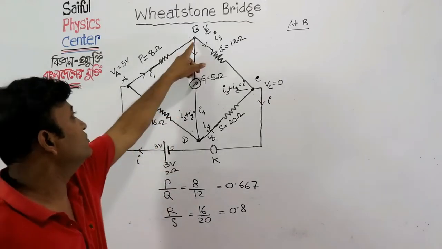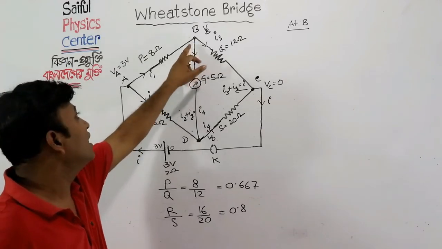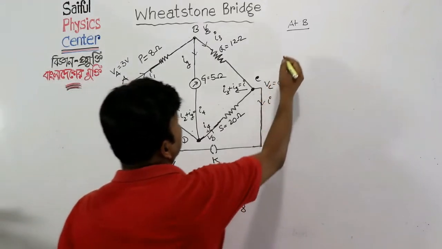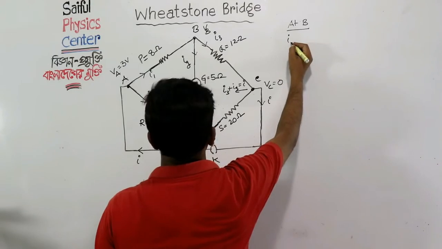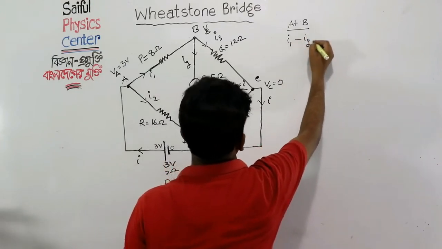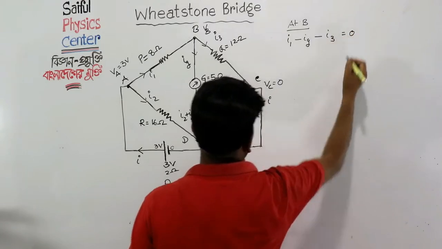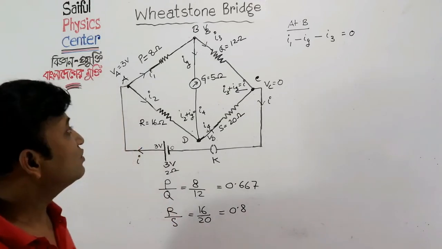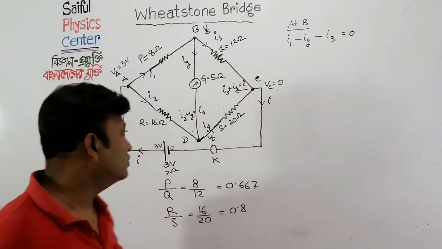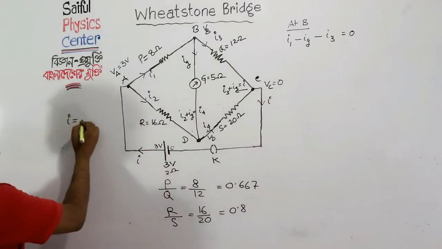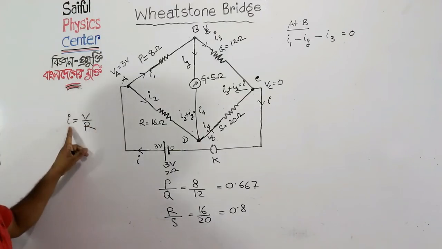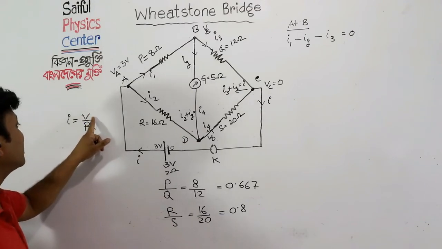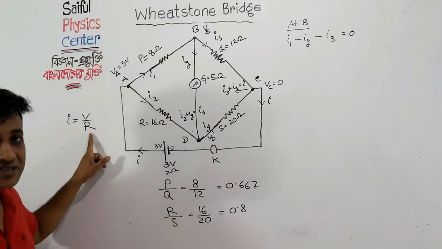Now at point B, I1 is the incoming current and IG is an outgoing current, I3 is also an outgoing current. That's why we can apply Kirchhoff's junction law here as I1 minus IG minus I3 equals zero. Now we can use Ohm's law to calculate the current I1. We know from Ohm's law that I equals V by R, that is, the current equals the change of potential, or potential difference, divided by the associated resistance.